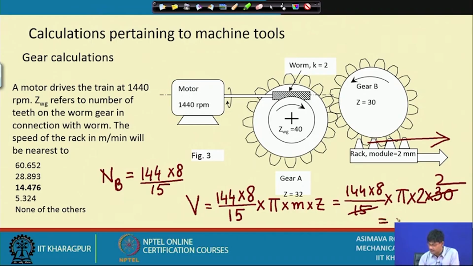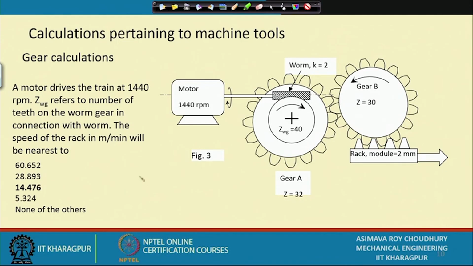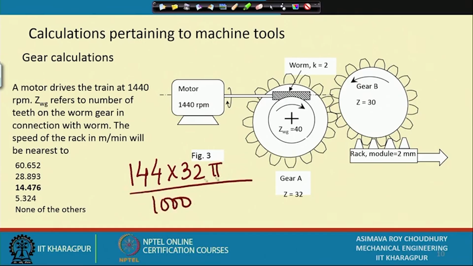This should be the answer. So, 4 8s are 32, once again 32 into 144 into pi. So, this has been named as the correct answer in meters per minute. All these things were in millimeters. So, we will have divided by 10 to the power 3. Okay. I leave it to you to check whether this one is correct. Let me write it down, 144 into 32 pi divided by 1000. Please check yourselves. Is this equal to this one? You have to check. Okay. So, with this we come to the end of today's discussion. Thank you very much.